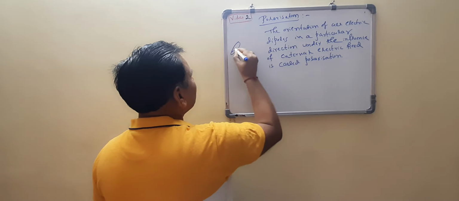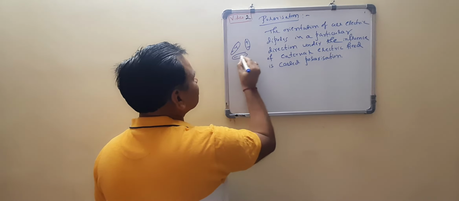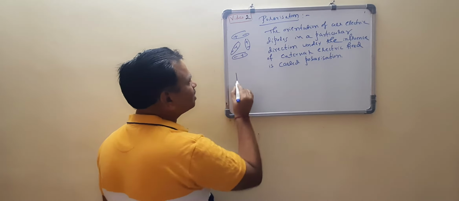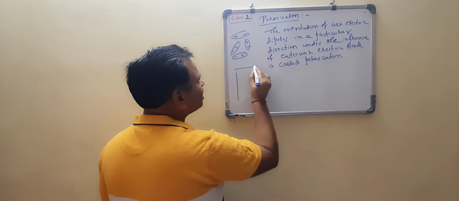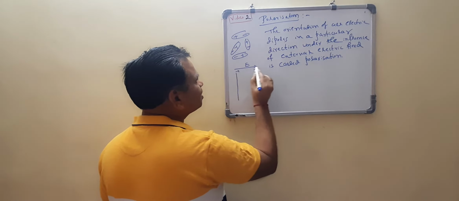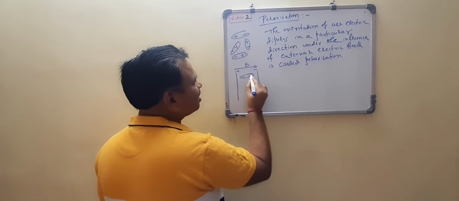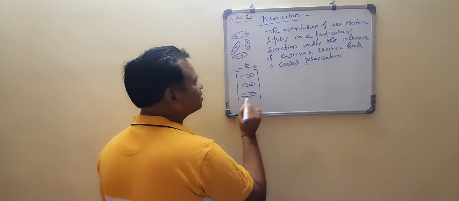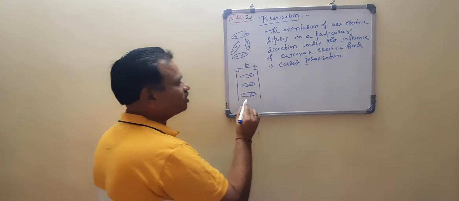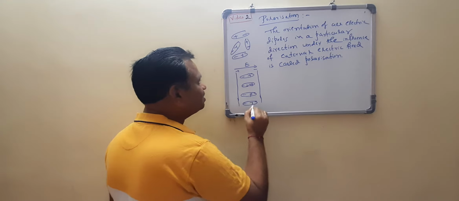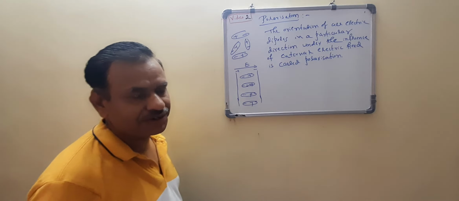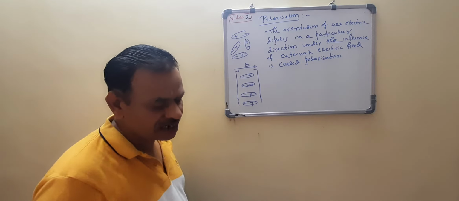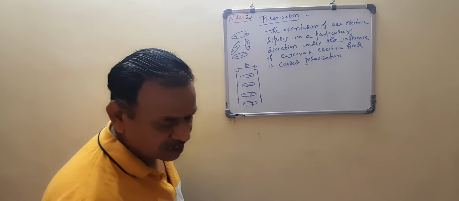Just now I explained, this is minus plus, this is plus minus, all oriented in random directions. But when I apply the external electric field, you see it is arranged like this, minus plus, minus plus, all dipoles oriented in one particular direction. This systematic arrangement is called polarization.